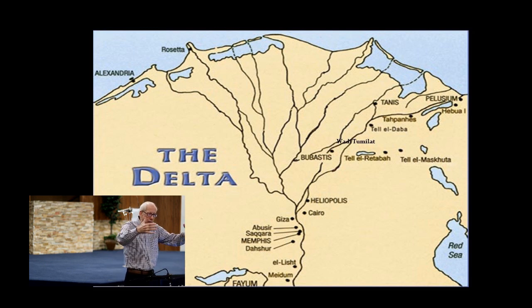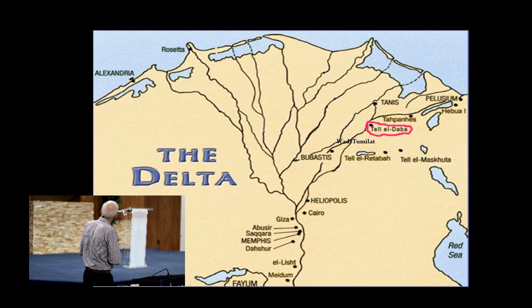Now, I say all that to kind of set the expectations. What can we reasonably look for as evidence of Israelites here in Egypt? And with those limitations in mind, the excavations that were done at Tel El Daba, and here is Tel El Daba right here. You see that dot there?